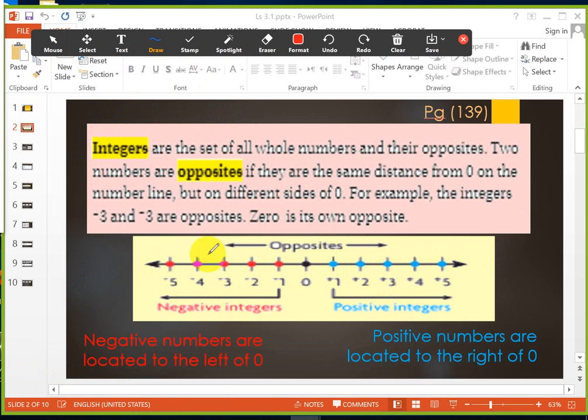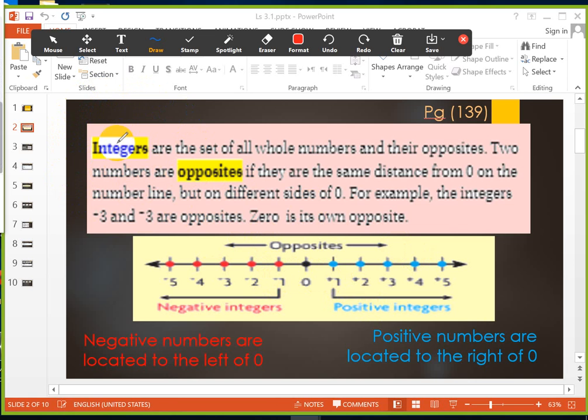Look at the number line right here. According to the number line, there are positive numbers and negative numbers on the right and on the left. We name all those whole numbers the integer set. So integers are whole numbers with sign, positive and negative.